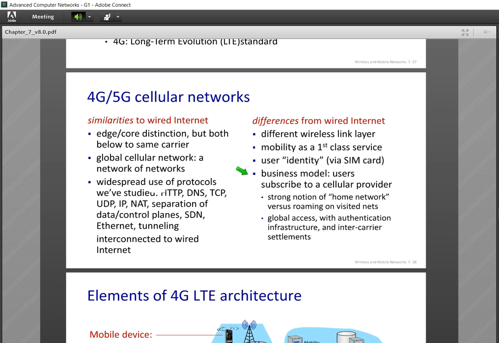Okay, you traveled to Mashhad, you used your SIM card, you used your data connection in Mashhad, so you should pay. How? They authenticate me in Mashhad. So my telecommunication company needs an authentication infrastructure to do this.